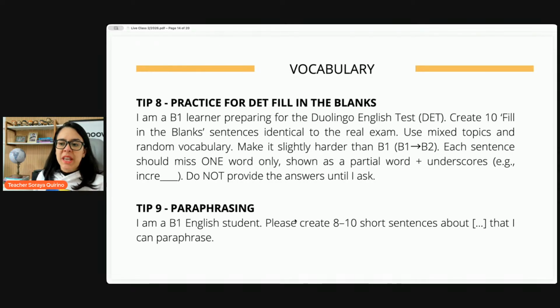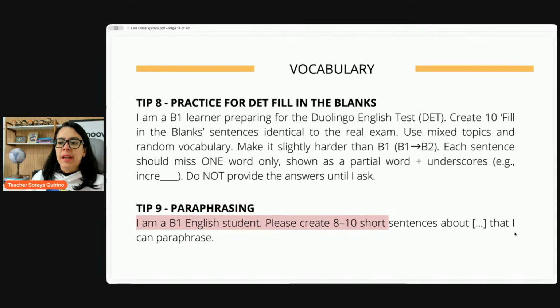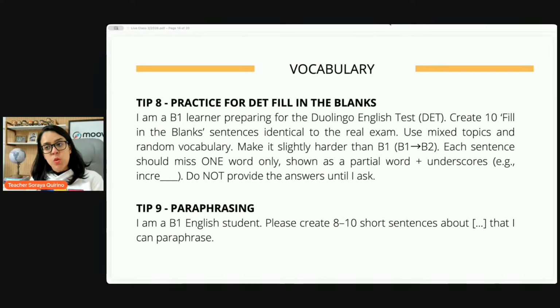Paraphrasing. You can ask ChatGPT to create 5, 10, 20, 50 short sentences about a specific topic, for example, about technology. And you paraphrase those sentences, and then you ask ChatGPT for correction. Guys, what is paraphrasing? It is when you rewrite something using different words but keeping the meaning.